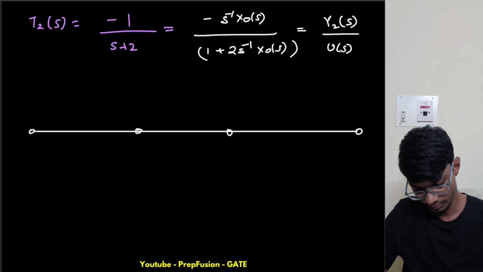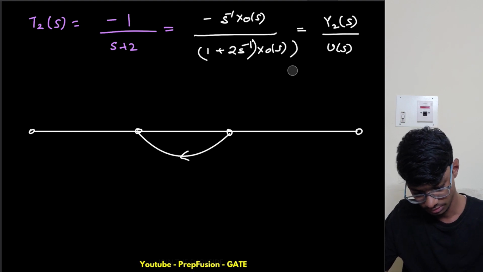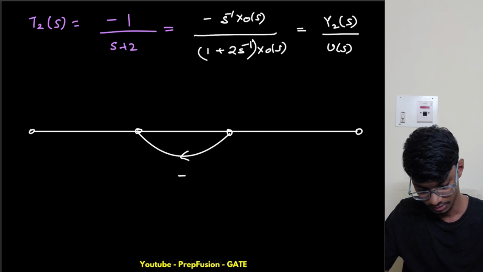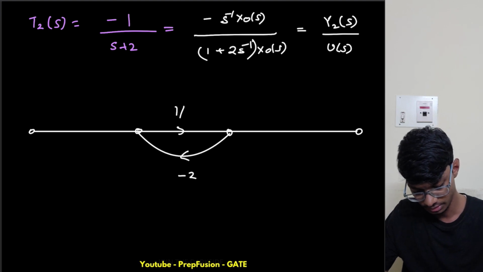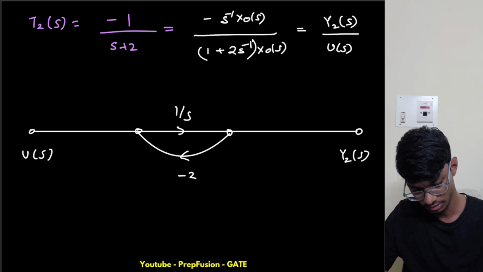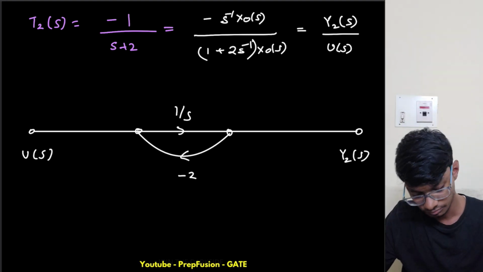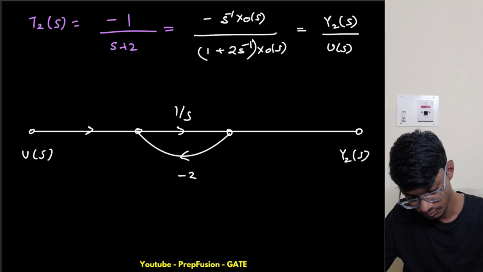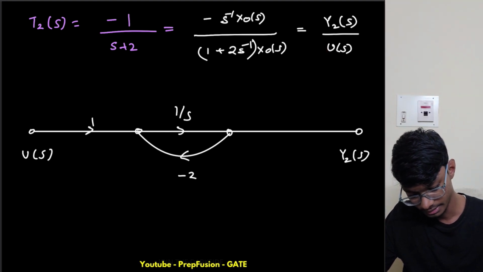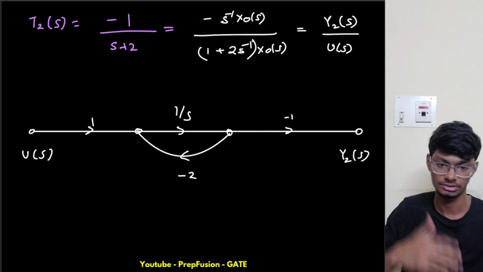Again we have one state variable. How is it incoming? It is incoming like this one. This is not the bracket actually, sorry. So this is -2 again, and this is 1 over s again. This is u of s again, and this is y2 of s. Now the gain here is 1 only, and here the gain is -1. So these things I will not explain further.